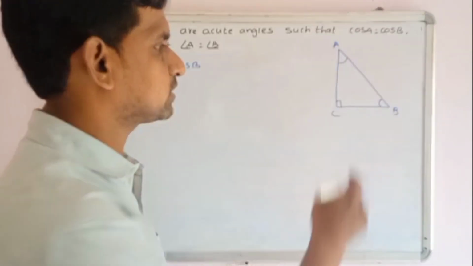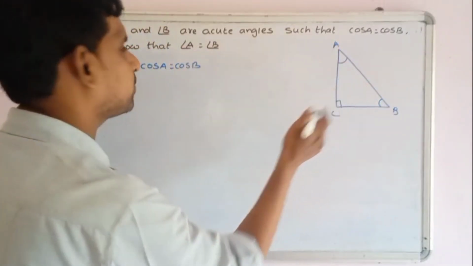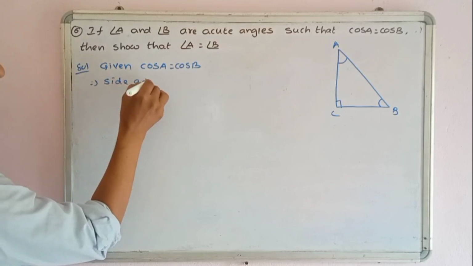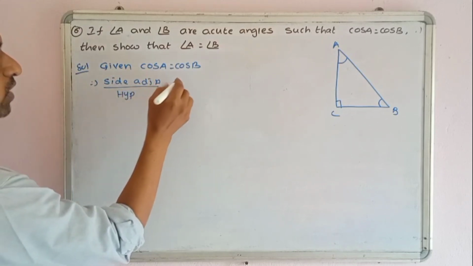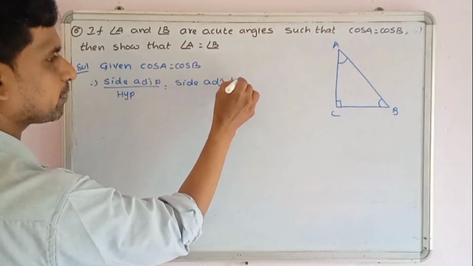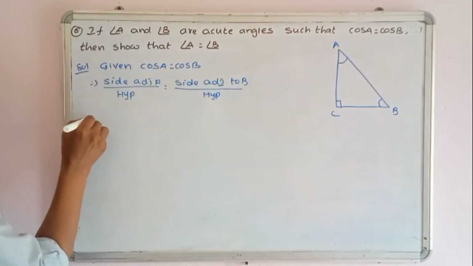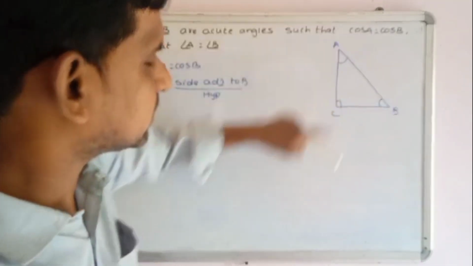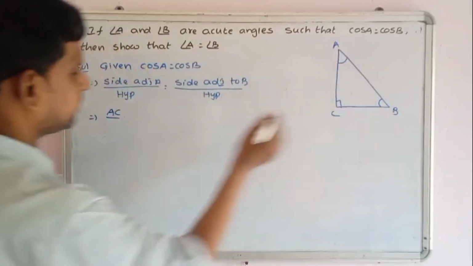What is the cos A definition? Cos A definition is side adjacent to A over hypotenuse. Cos B is side adjacent to B over hypotenuse. Here, what is side adjacent to A? BC is opposite, adjacent is AC. AC over hypotenuse is AB.